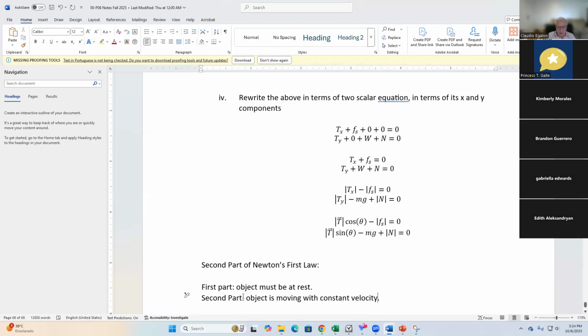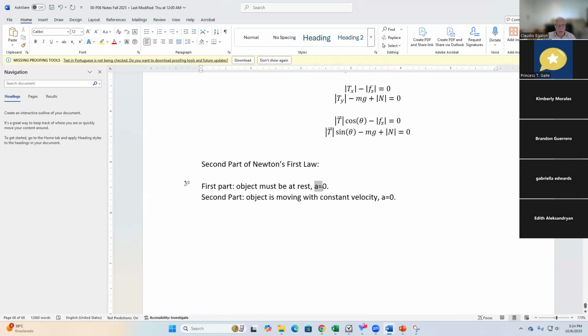In this specific case, because the object is moving with constant velocity, it means that the acceleration is equal to 0, right? If the acceleration is equal to 0 here in the second part, the acceleration also must be equal to 0 in the first part because the object is at rest. Do you see what's common to those two parts? What's common is the acceleration, or rather the fact that the net force is going to be equal to 0. So that's what's common to those two parts of Newton's first law of motion.